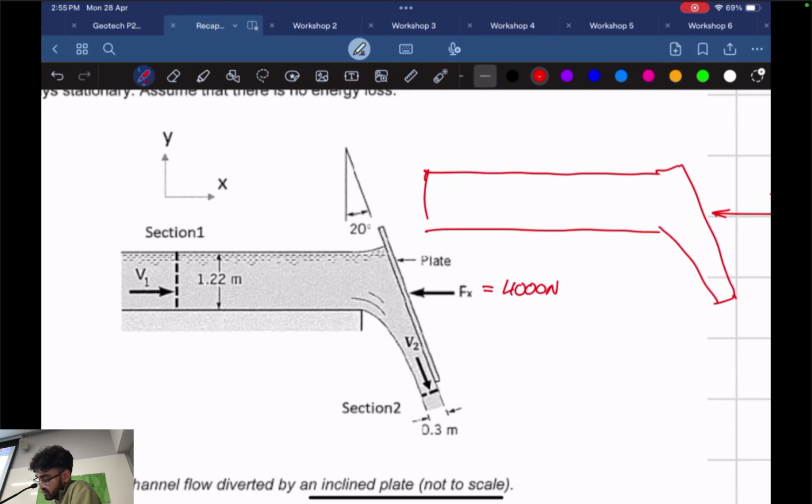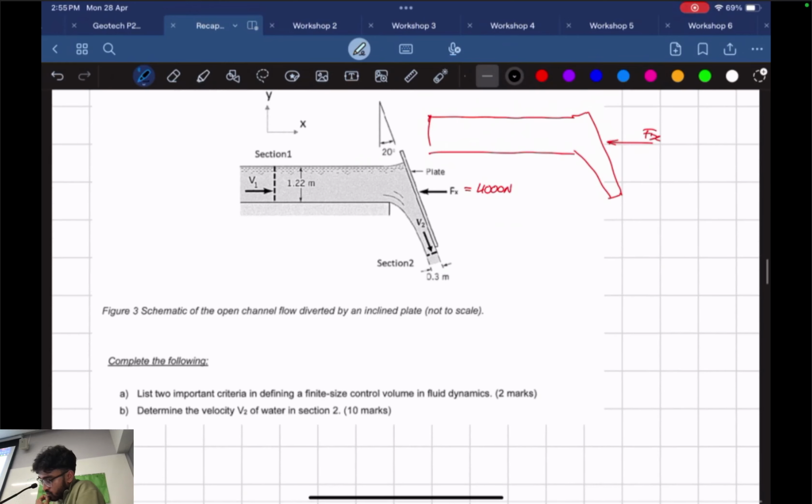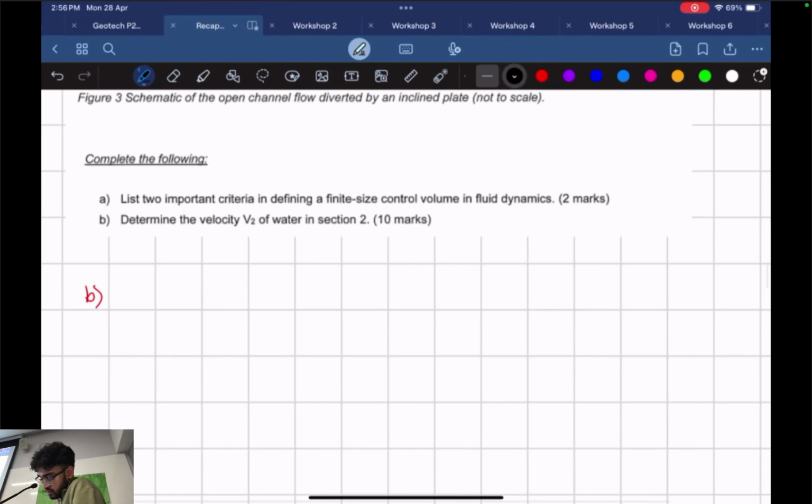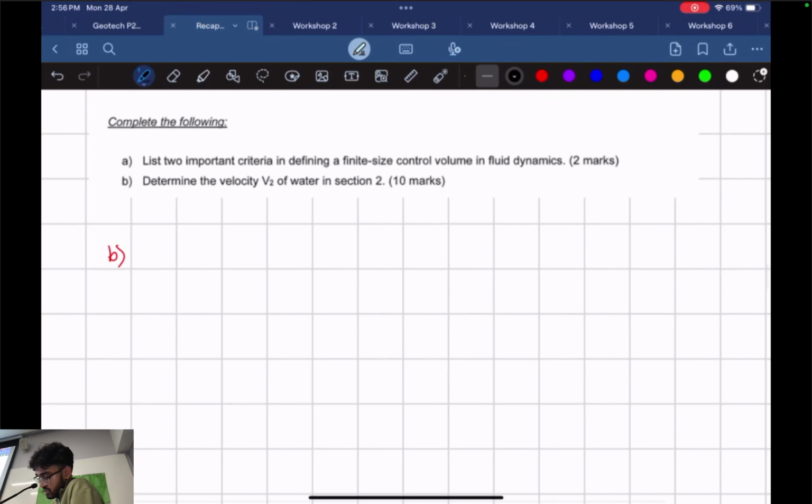So let's figure out how to do this question. We don't know what V1 is, but we don't know what V2 is either. So what do we do? Let's take a look. Let's firstly, okay, by the way, one more thing I want to cover.